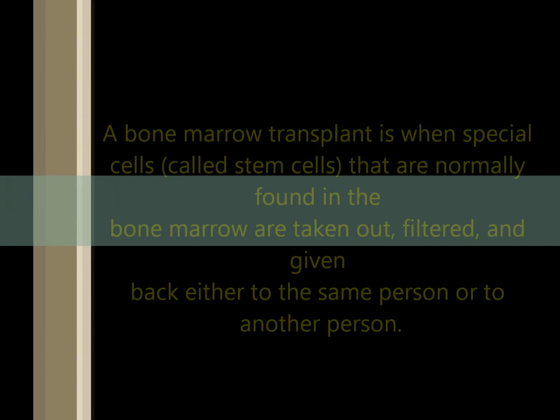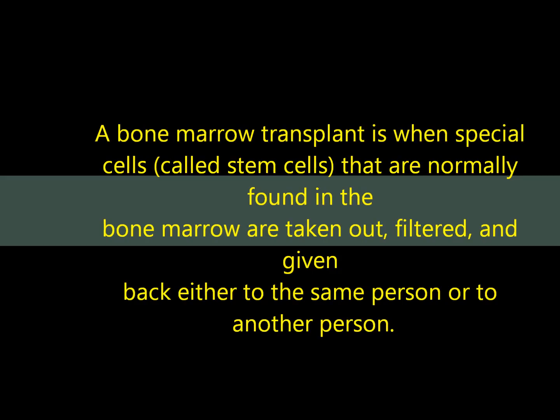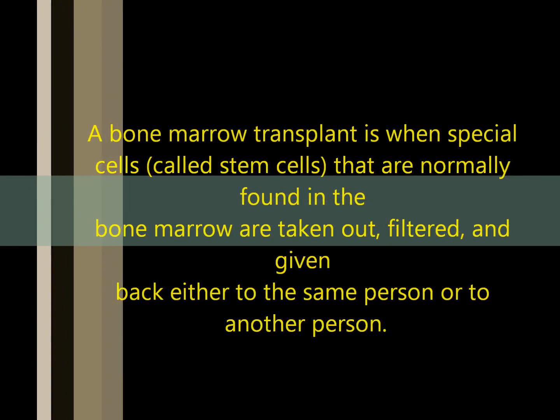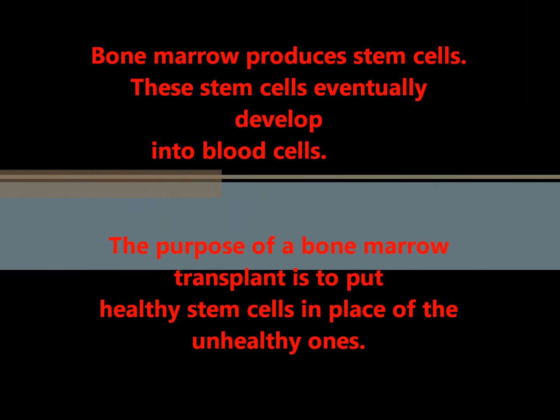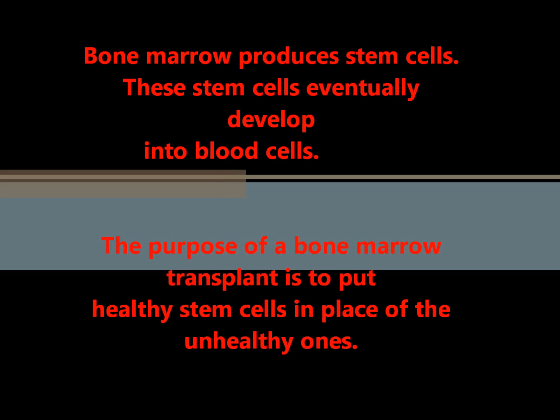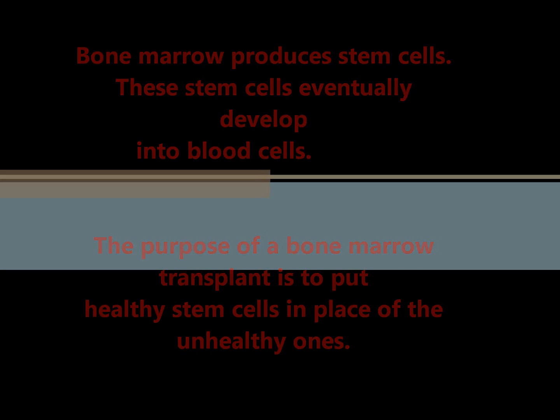The bone marrow transplant. A bone marrow transplant is when special cells, called stem cells, that are normally found in the bone marrow are taken out, filtered, and given back either to the same person or to another person. Bone marrow produces stem cells. These stem cells eventually develop into blood cells. The purpose of a bone marrow transplant is to put healthy stem cells in place of the unhealthy ones.